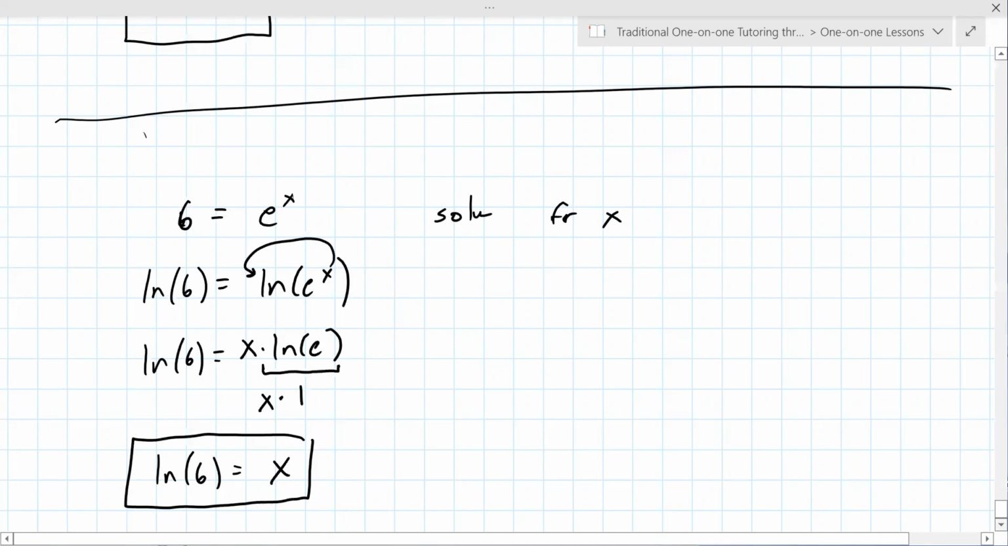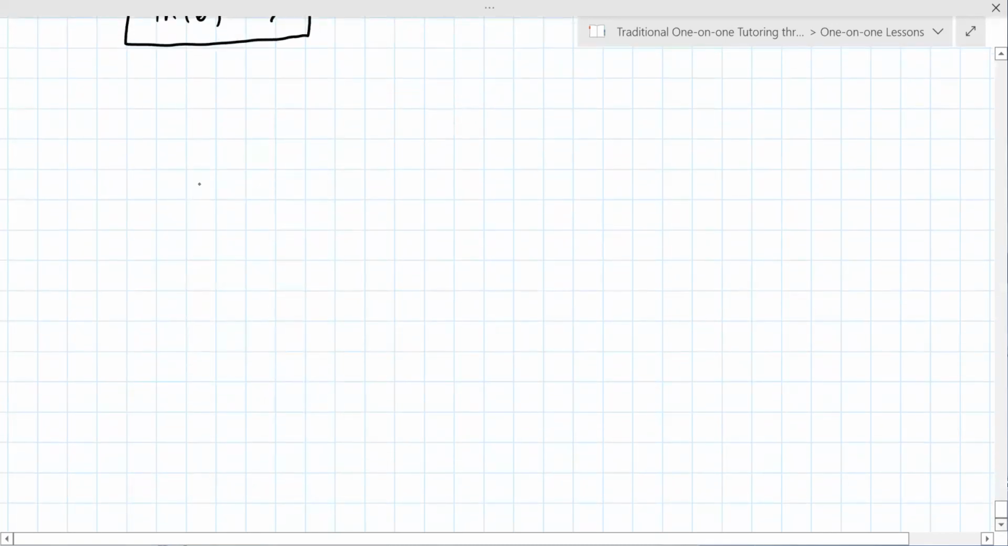Okay, let me have you try another one here. Let's say it's 4 equals e to the 2x. Try solving this one for x.